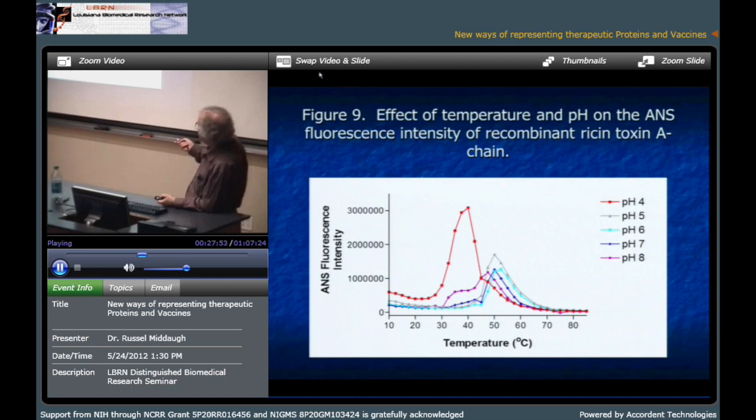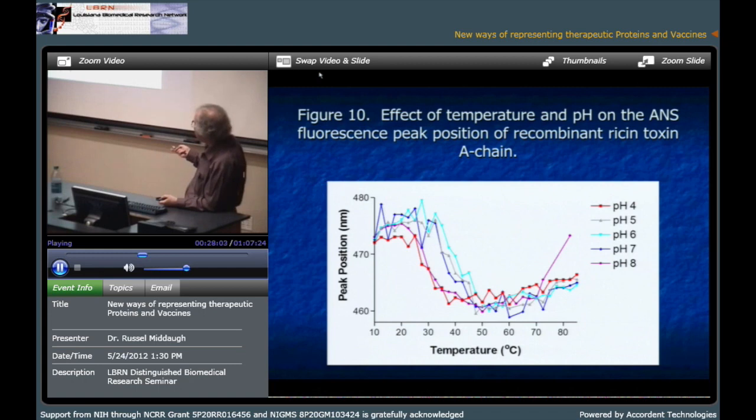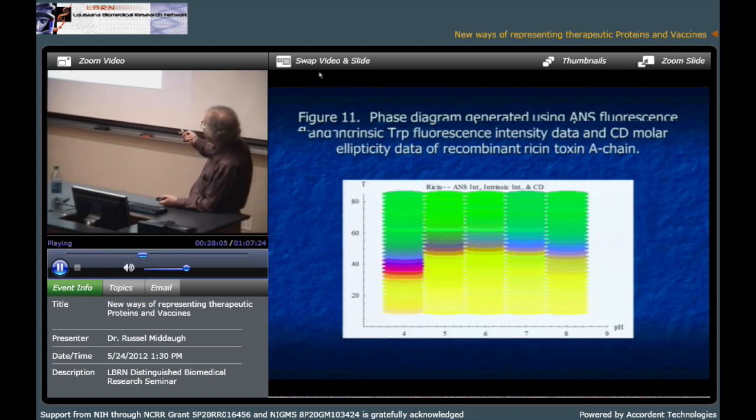Here's ANS in this particular case. ANS tends to be very weakly fluorescent in water, but when it hides away from water, when it binds to a protein, the fluorescence goes up. And of course, that's what you're seeing here, the binding of the dye. This is just the peak position in the fluorescence experiments.